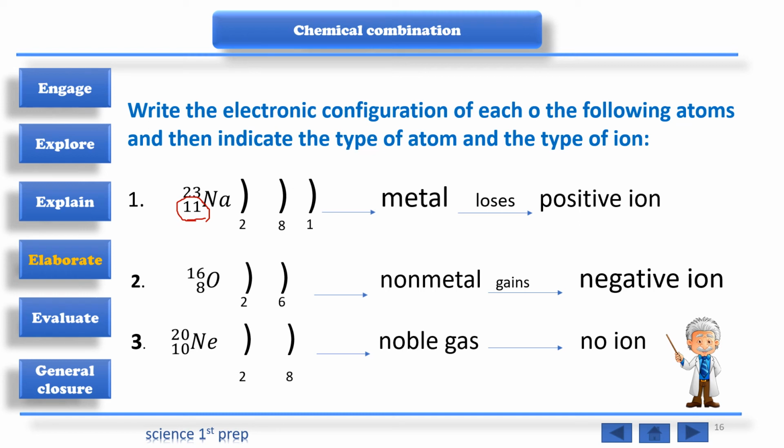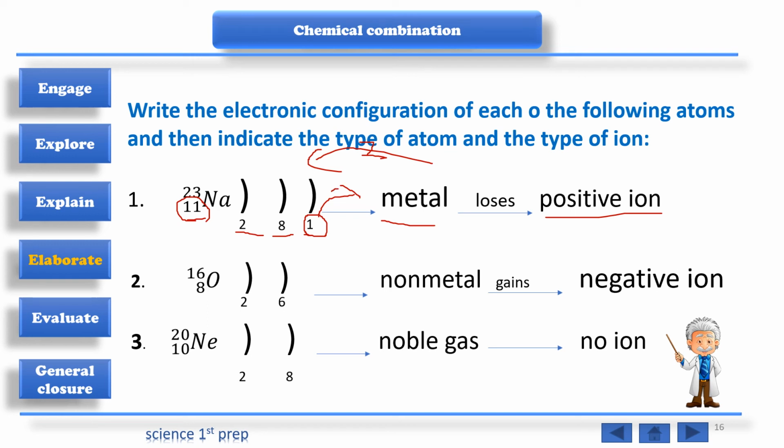The number of positively charged particles, the protons, equals the number of electrons. So we have here 11 electrons: 2, 8, 1. The outermost energy level contains 1 electron, so it's a metal. It's easy to lose 1 or gain 7. Yes, lose 1, so it loses 1 electron and becomes a positive ion.